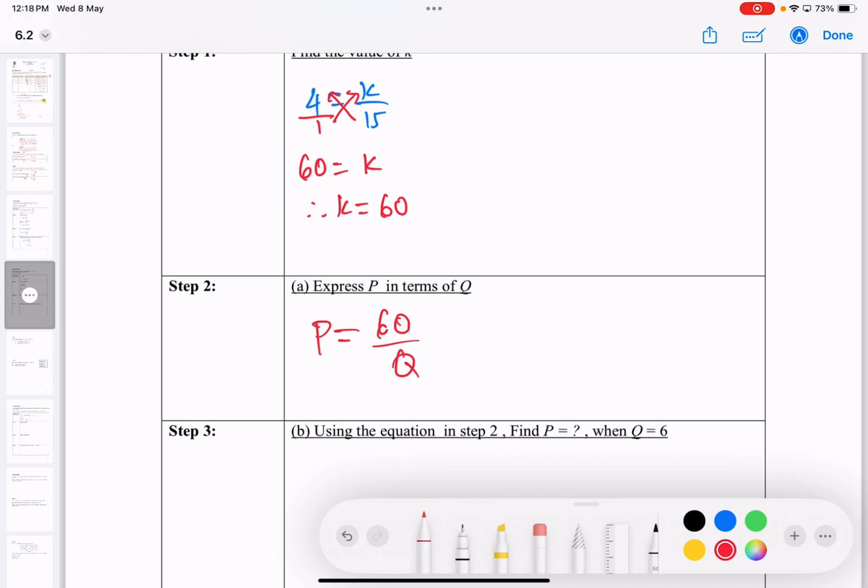Okay, can you find the value of P when Q is equals to 6? Yes. Yes. That's correct. Juniors, you have to sit down. Hey, this one don't need calculator. You can use mental.